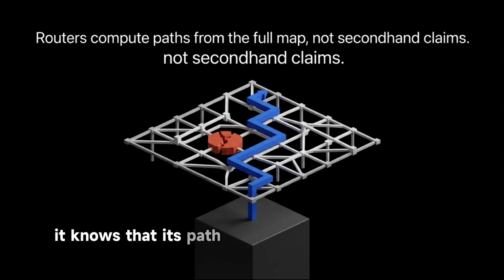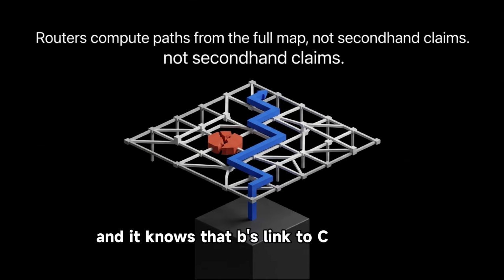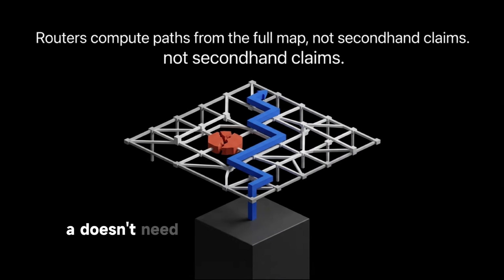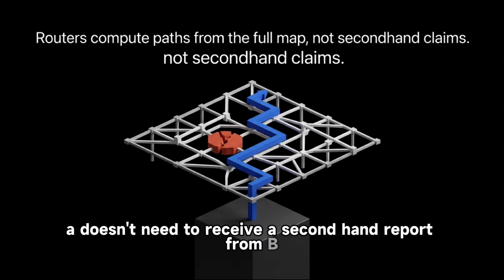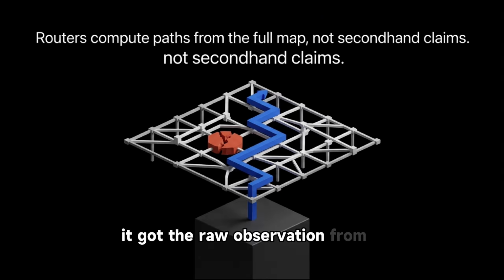It knows that its path to network X runs through B, and it knows that B's link to C has failed because C broadcast that link state observation directly to every router the moment the failure was detected. A doesn't need to receive a second-hand report from B. It got the raw observation from C and computed the consequences itself.